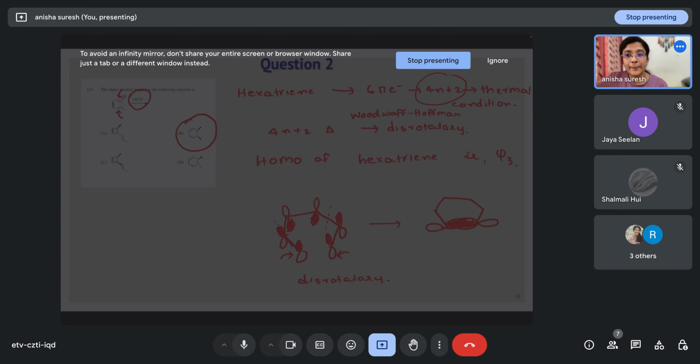If we follow rotation in the other fashion, like now if we are following like this, then the product that will result will have both of the methyl groups below the plane. Okay, that is also a possible answer. So the right option will be B. Answer will be B. Clear?